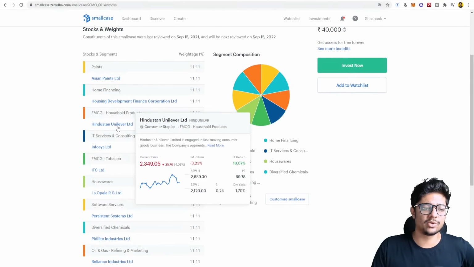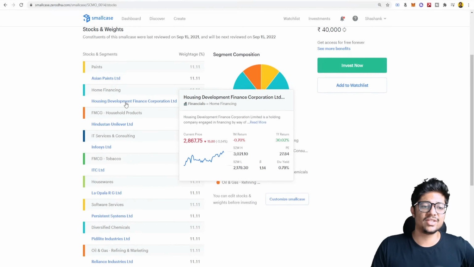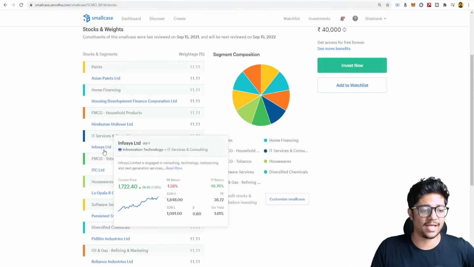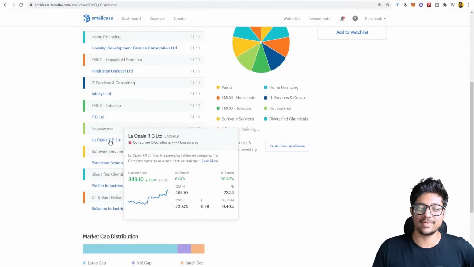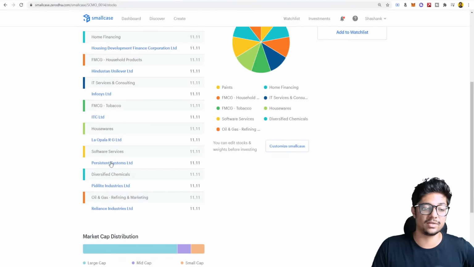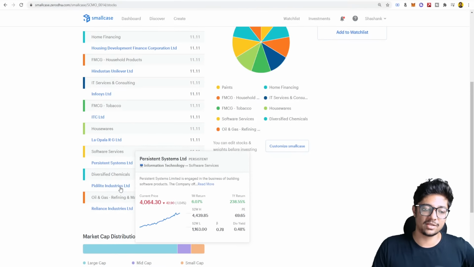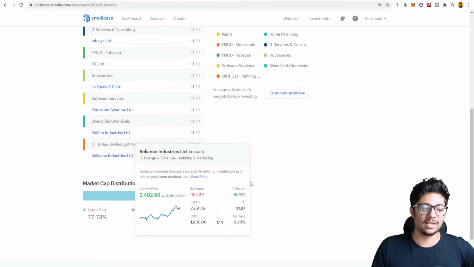HUL obviously gives good dividend and a very safe stock. HDFC, which is parent company of HDFC Bank. Infosys, ITC, these two to be found. La Opala is something a lot of people are investing in now recently. I should actually do a video on this. A lot of buzz in the market. Persistent Systems good. Pidilite also good. Reliance is also good, right?